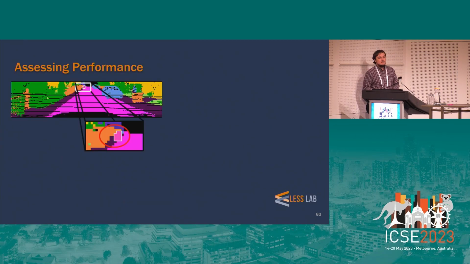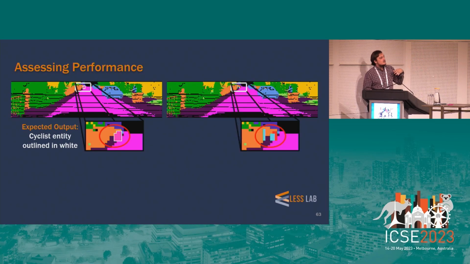Sometimes there are very small parts of the data that can lead to very critical failures. So here we're looking all the way down the roadway. There's a cyclist going along the side of the road. And so I've highlighted in white here the cyclist entity down the roadway. This was the expected output. When we actually ran this test, the system identified it as this blue and red region over here. And the blue is bicycle and the person is red. And you say, okay, well, a cyclist is just a person on a bicycle.